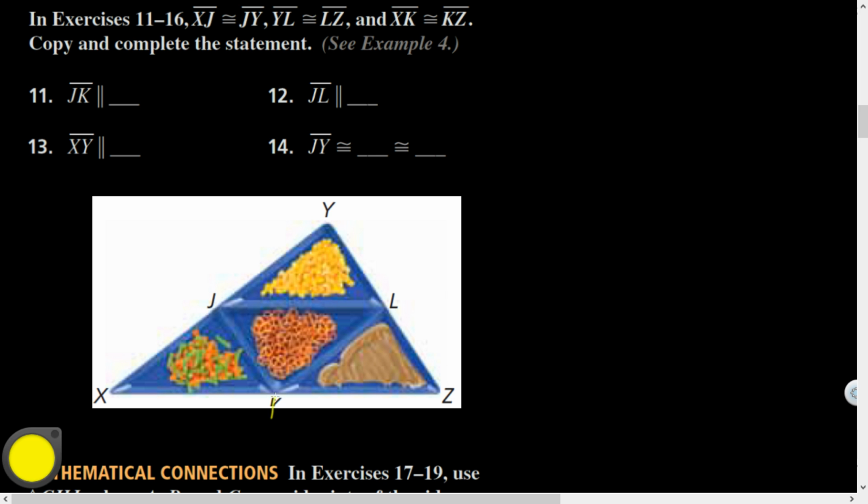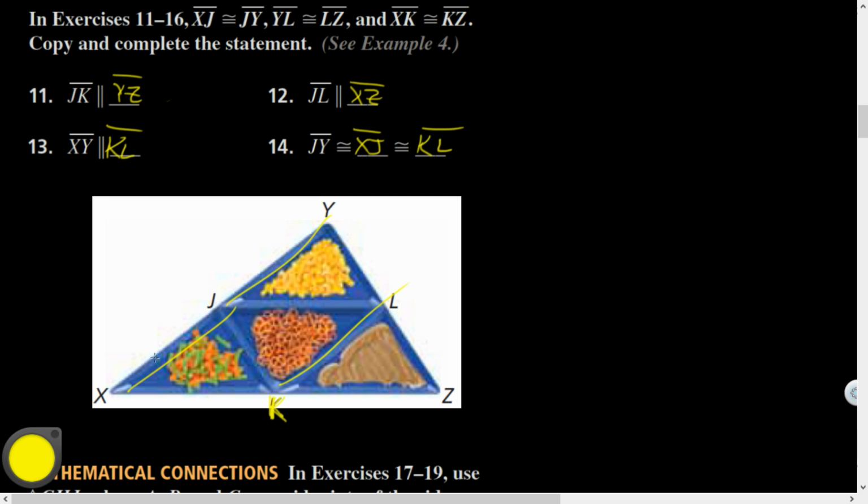So let's see. JK. Speaking of cut, I truncated off this K here. JK would have been this midsegment. Who would that be parallel to? YZ. LZ also works. Yeah, I'll call it YZ. JL is parallel to the who? XZ. Yeah, these ones are easy. XY is parallel to the who now? KL. All right. And JY is going to be congruent to who? XJ and KL.